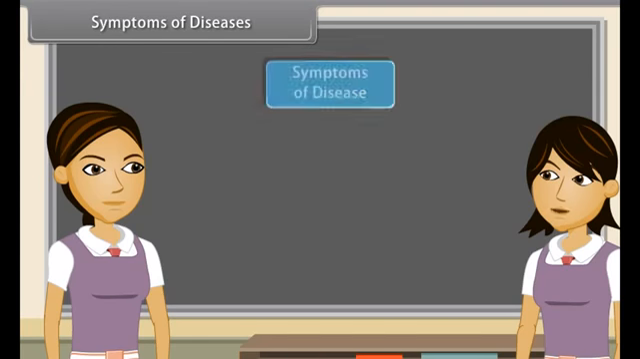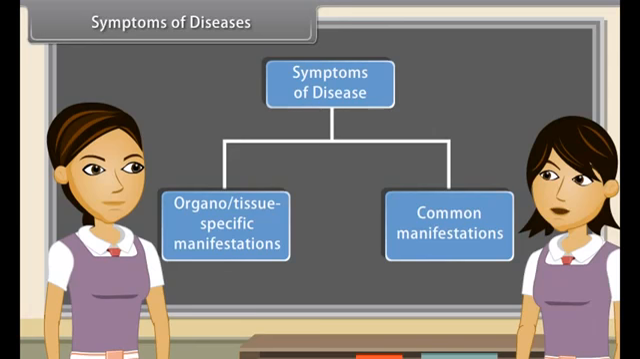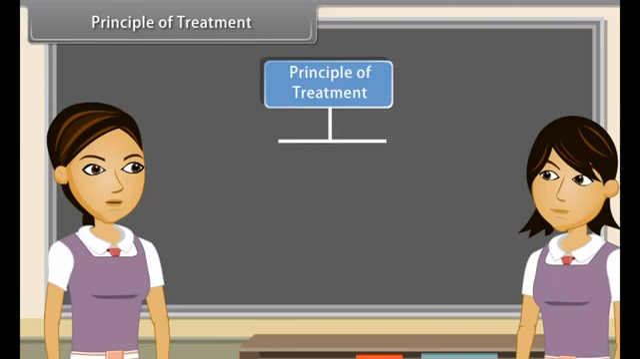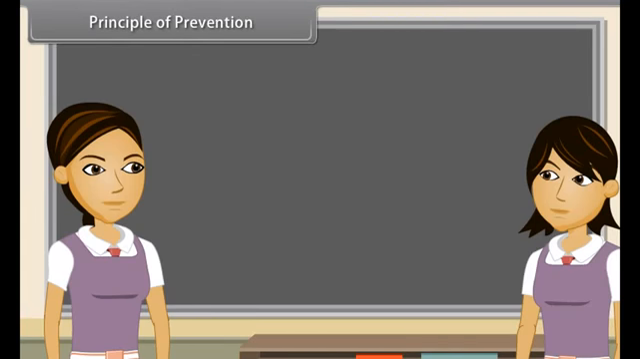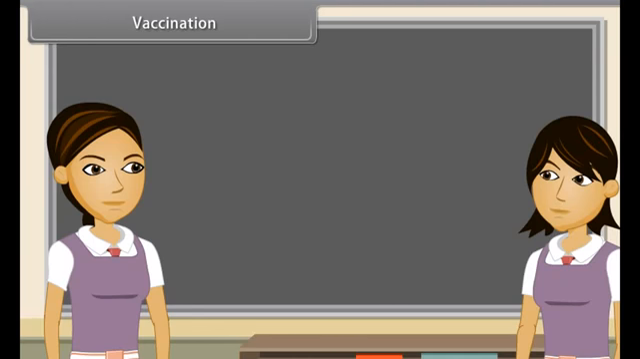Symptoms of diseases. Ankita, I want to tell you that disease symptoms are of two types: organ or tissue-specific manifestations and common manifestations. Principle of treatment. Okay, Madhuri, I also want to tell you the principle of treatment of various diseases are symptom-directed and pathogen-directed. Principle of prevention. Similarly, there are two broad methods of prevention of disease: general ways and specific ways.